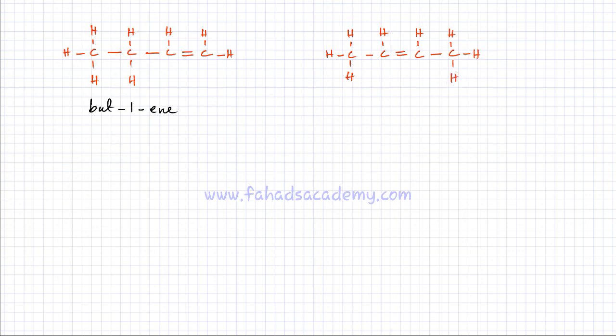So what I've done is I've changed the position of the double bond. Now it's at carbon number 2. You can count from either side; it's going to be at carbon number 2. So the position of the double bond has been changed. It's a positional isomer, and the name of this molecule is going to be but-2-ene, because the double bond is at carbon number 2. So these two are positional isomers of each other.